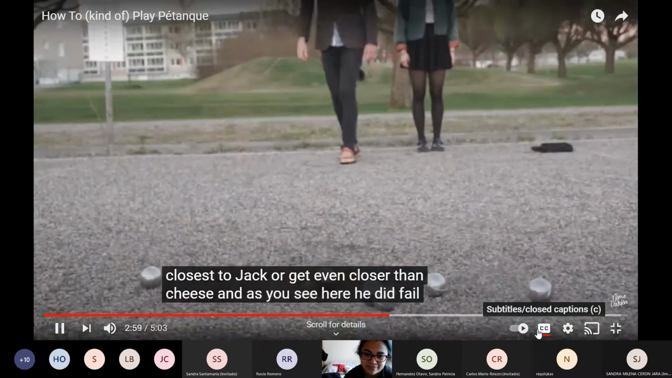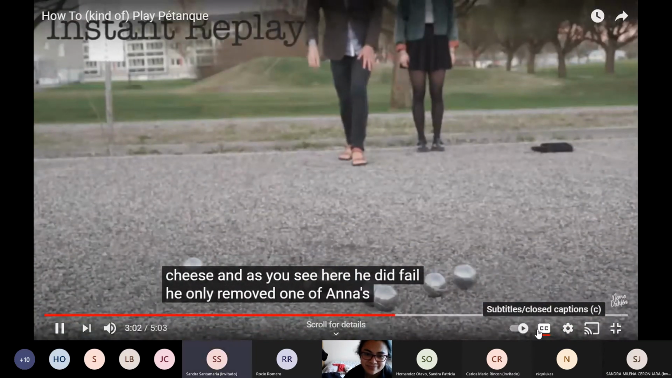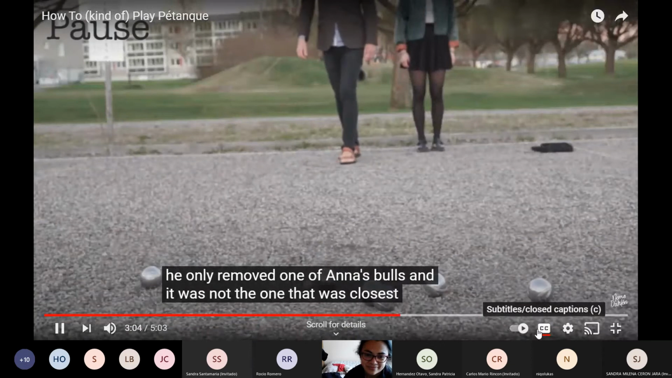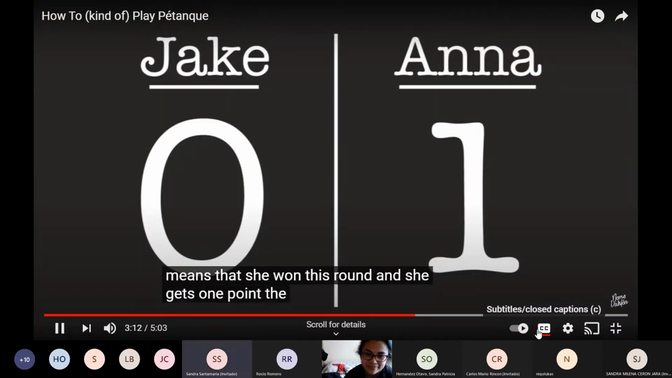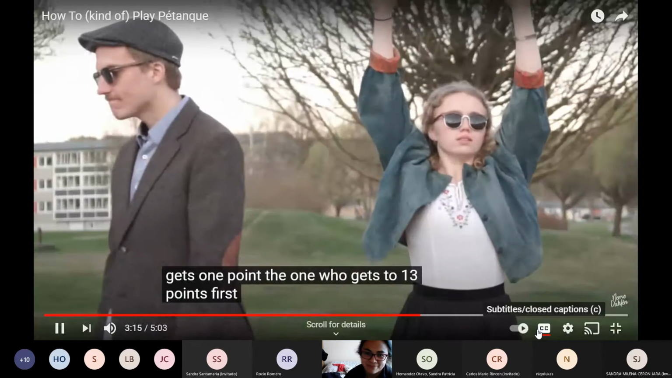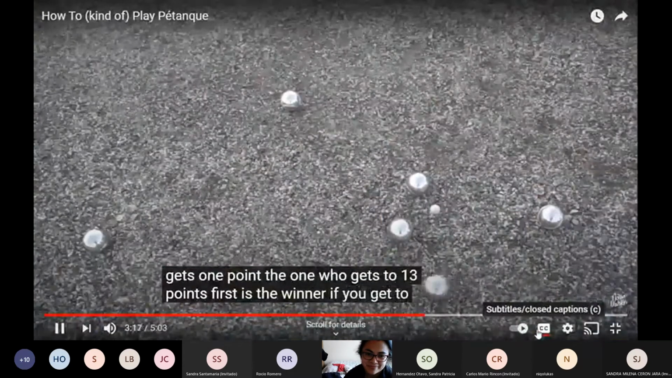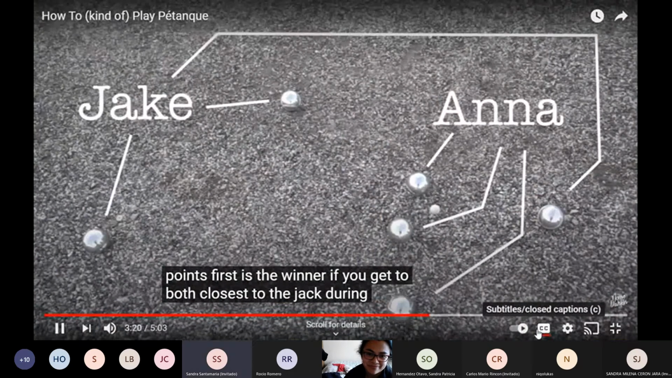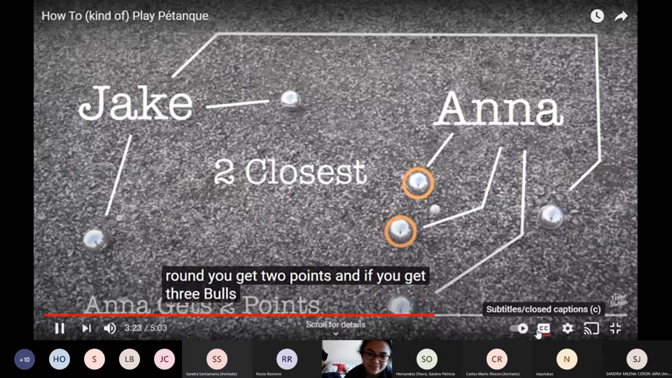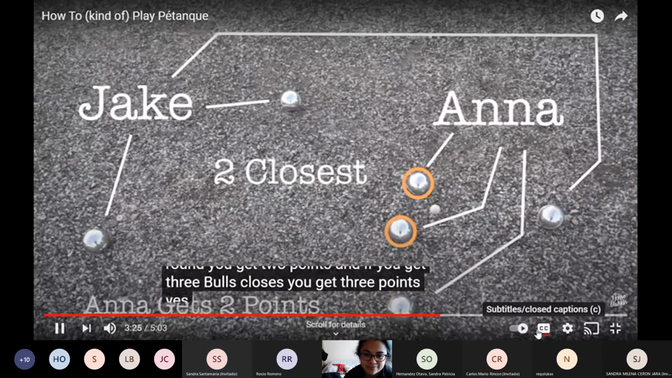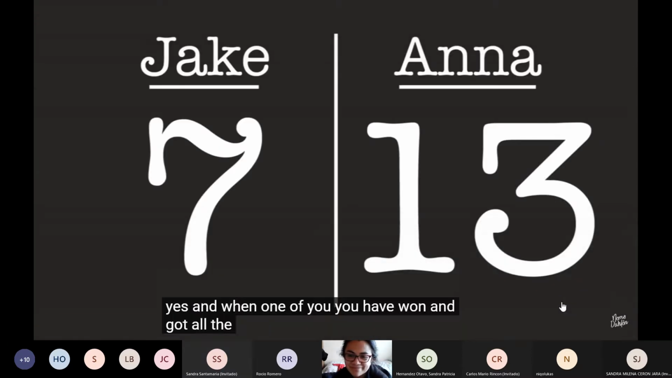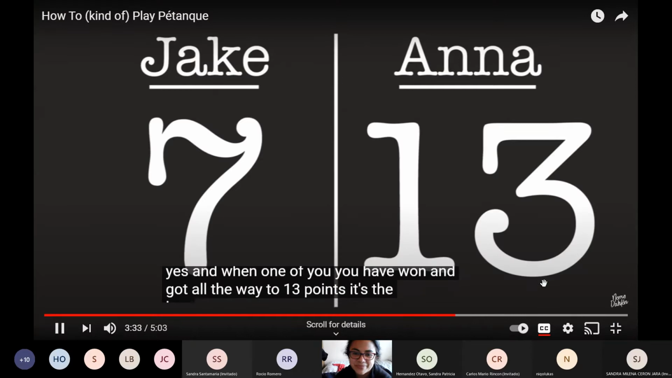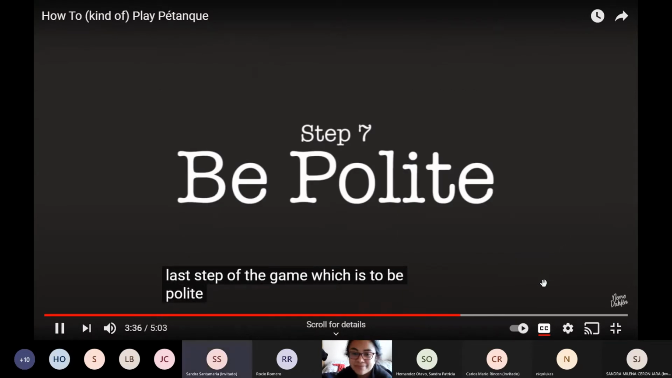And as you see here, he did fail. He only removed one of Anna's boules, and it was not the one that was closest. So Anna's still the closest one to the jack, which means that she won this round, and she gets 1 point. The one who gets to 13 points first is the winner. If you get 2 boules closest to the jack during one round, you get 2 points, and if you get 3 boules closest, you get 3 points. And when one of you has won and got all the way to 13 points, it's the last step of the game, which is to be polite.